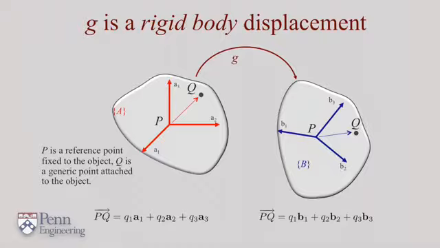Again, I have a rigid body, and I show two distinct positions and orientations of the same rigid body. I also have a point Q that I'm going to follow as it moves from one position to another position. So the position vector PQ, where P is the origin, can be written in two different ways, depending on which snapshot I consider. In the first case, I write it as a linear combination of A1, A2, and A3, and in the second case, I'm writing it as a linear combination of B1, B2, and B3.